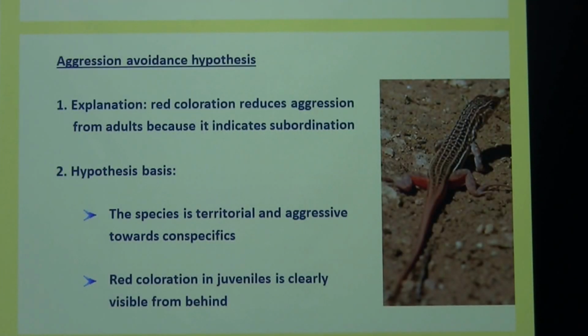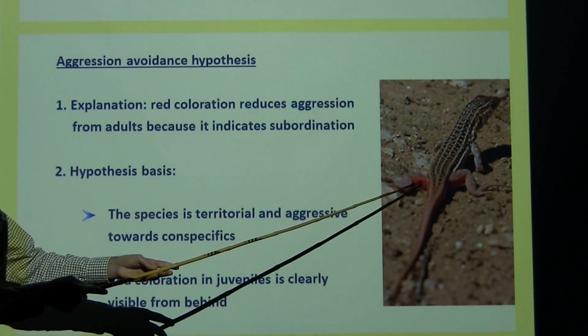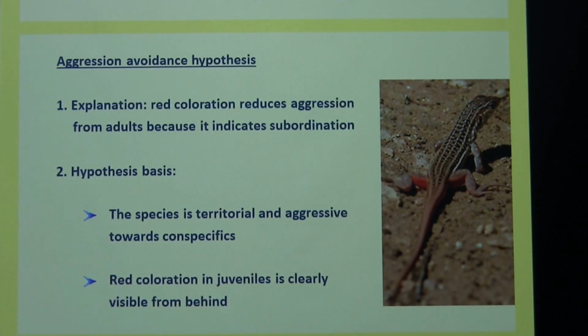Now I will talk about the aggression avoidance hypothesis in juveniles. According to this hypothesis, red coloration reduces aggression from conspecific adults because it indicates subordination or sexual immaturity. The hypothesis is based on 2 observations. The species is territorial and aggressive towards conspecifics, and red coloration in juveniles is clearly visible from behind, so it's visible to other lizards.